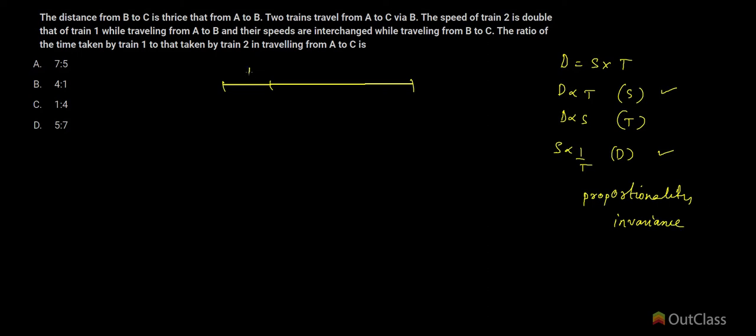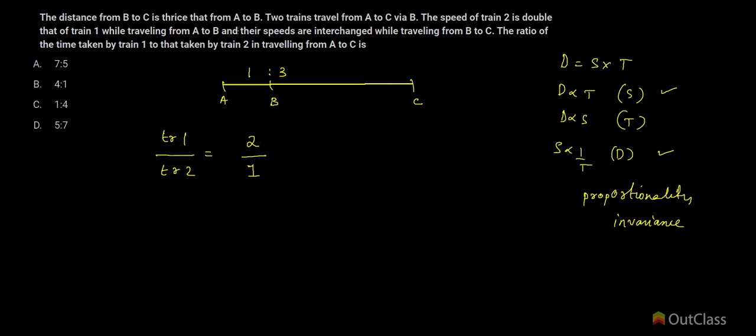Now the distances are in the ratio 1:3. You can take it as D and 3D if you want, doesn't matter. Trains travel from A to C via B. Speed of train 2 is double that of train 1. Now if the speed is double, the time will be half. I'm gonna write train 2. Wait, we want 1:2. So I'll write train 1 above, train 2 below. Speed of train 2 is double that of train 1 while traveling from A to B. So the time taken will be half. Let that time be 1 hour. So the time taken by train 1 will be 2 hours.